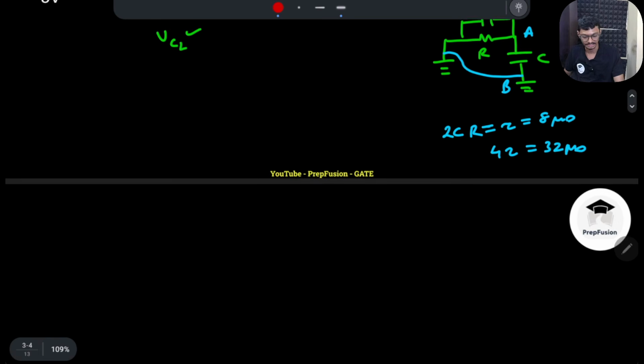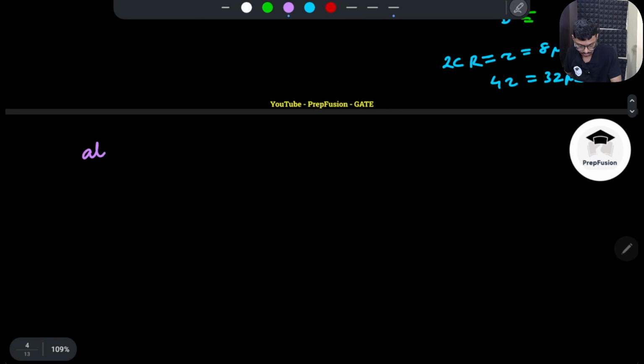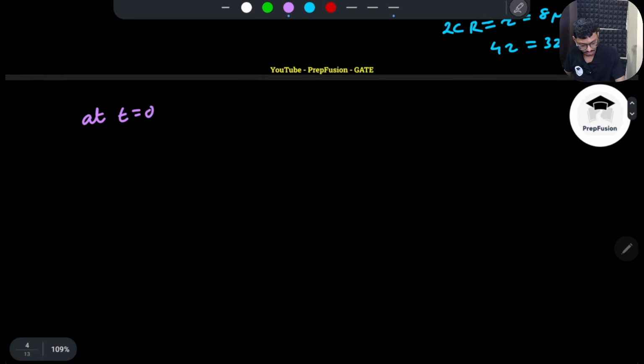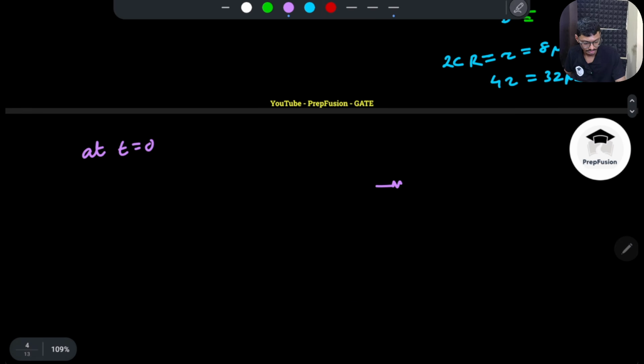So let us now draw the circuit at t equals 0. If I draw the circuit at t equal to 0, assuming initially the capacitors were not energized.